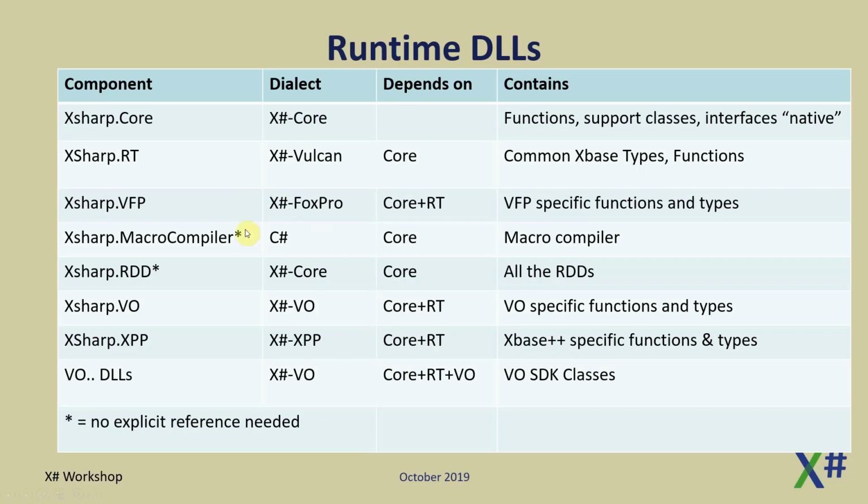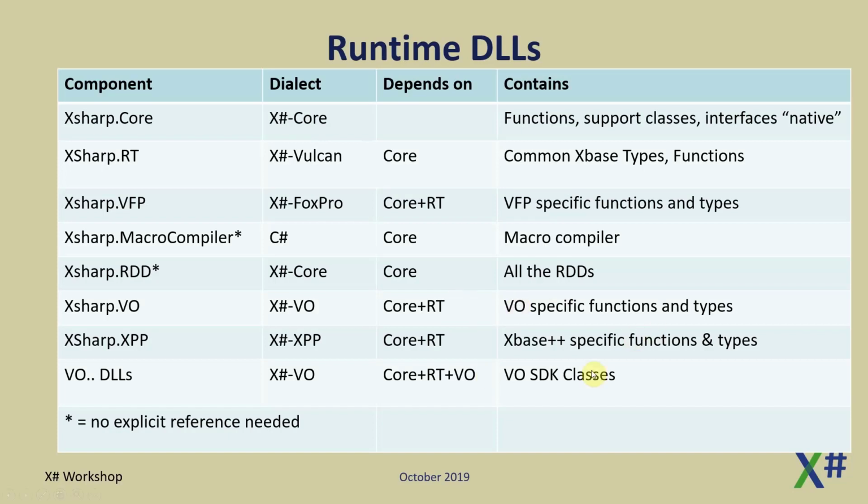On top of that, we have an XSharp RT assembly, which adds common XBase types, such as date and array that I mentioned. But it also has functions that can skip parameters. So if you are used to calling a function and skipping parameters, or not passing a command option, that's normally not allowed in .NET Core, but it is allowed in XBase. So that's in this assembly.